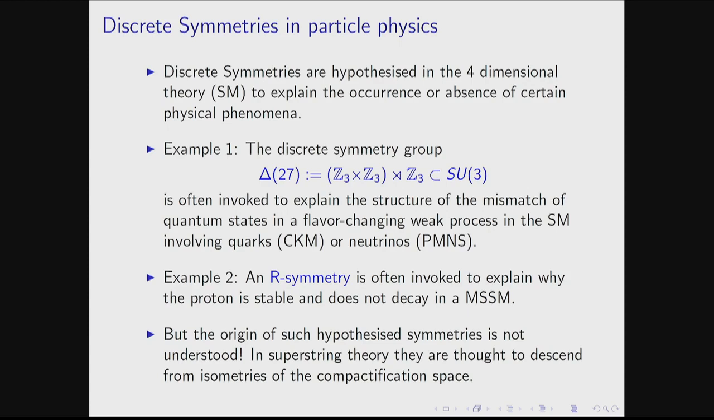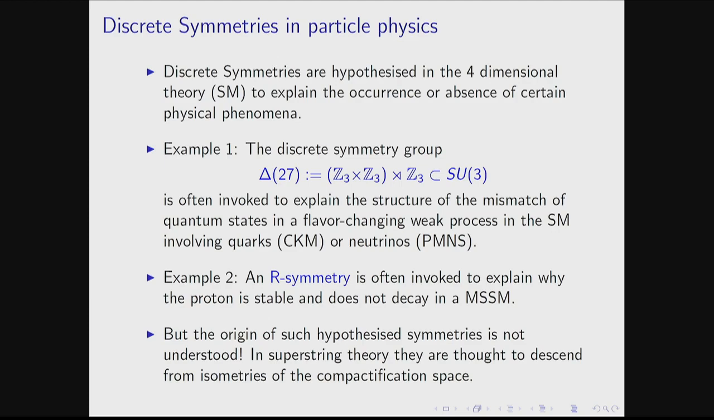Right. I highlighted discrete symmetries in the previous slide because it is one of my interests. And in superstring theory, discrete symmetries that you invoke or that you want to have in your 4-dimensional theory must be found as isometries of the compactification space. And there are a couple of important discrete symmetry groups that are not really necessary but are often invoked to explain certain things.